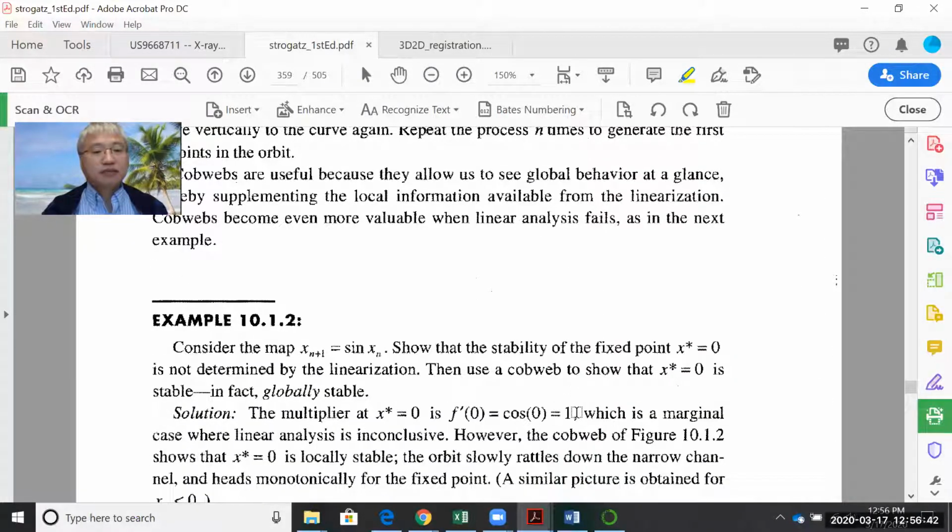Now let's look at an example. Let's say now a new map, which is sine x. So xn+1 equals sine xn. If we do analytical analysis, there is one fixed point, which is x star equal to 0. So at x star equal to 0, we can evaluate f prime. F prime, if you evaluate at 0, gives you 1. So this is the marginal case. A marginal case can be stable or unstable, so it's not good enough. Actually, you need to go to a higher order term derivative.